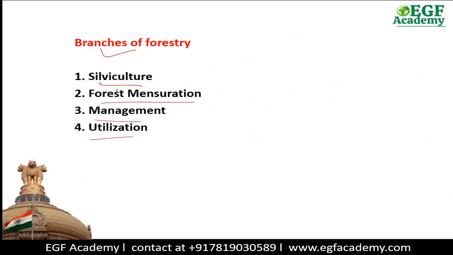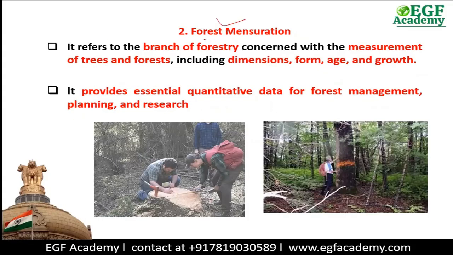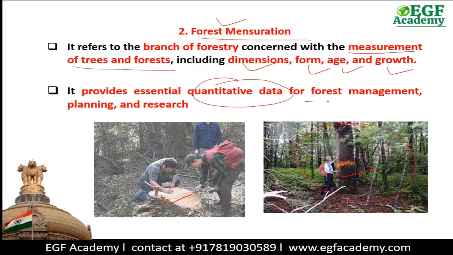The next branch of forestry is forest mensuration. The meaning of forest mensuration is measurement of trees and forest. How we measure our tree species: we measure their dimensions, form, age, and growth. All these measurements come under forest mensuration. Why is this necessary? It provides us quantitative data for forest management. If we know about the trees, their dimension, age, and growth, then we can properly manage those trees. We can do research on those plants and make a proper plan for their plantation and growth. This is forest mensuration.